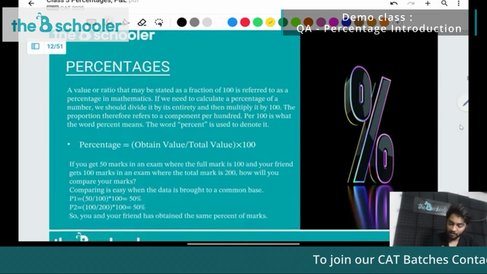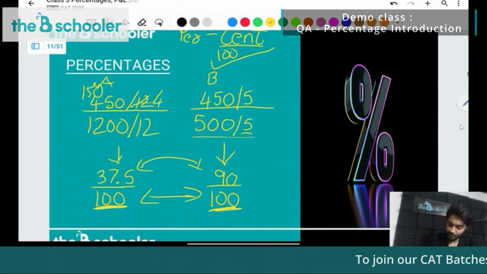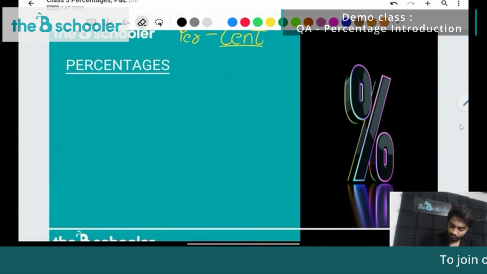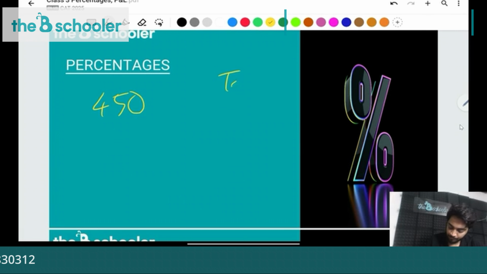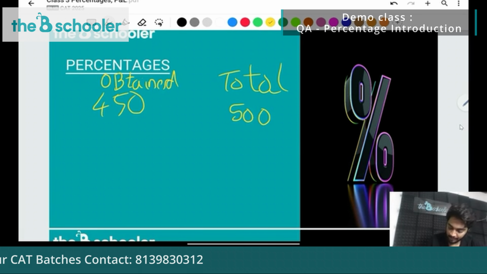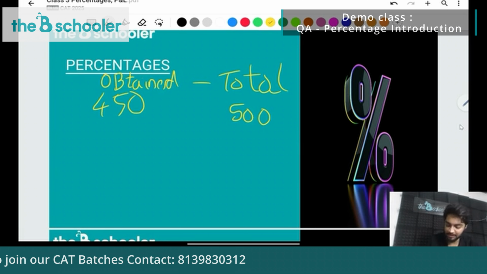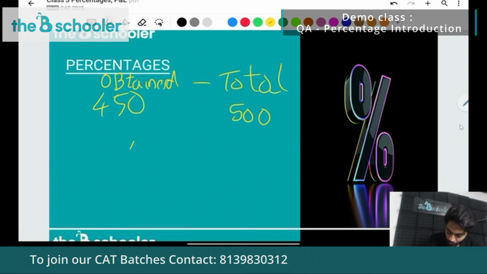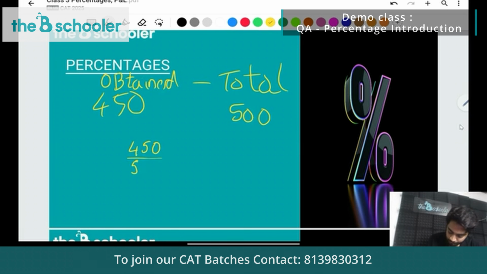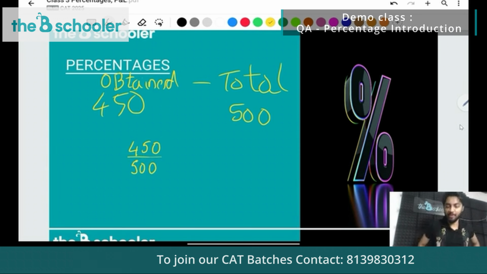Okay, so what we did here, ഇപ്പോൾ കൺവേർഷൻ ചെയ്യുമ്പോൾ let's focus on one number now. 450 marks, total 500, obtained 450. ഇനി ഇത് പെർസെൻറ്റേജ് ആക്കണമെങ്കിൽ what do we do? ഇപ്പം ചെയ്ത പോലെ തന്നെ what did we do? 450 divided by 500. Okay, 450 divided by 500.